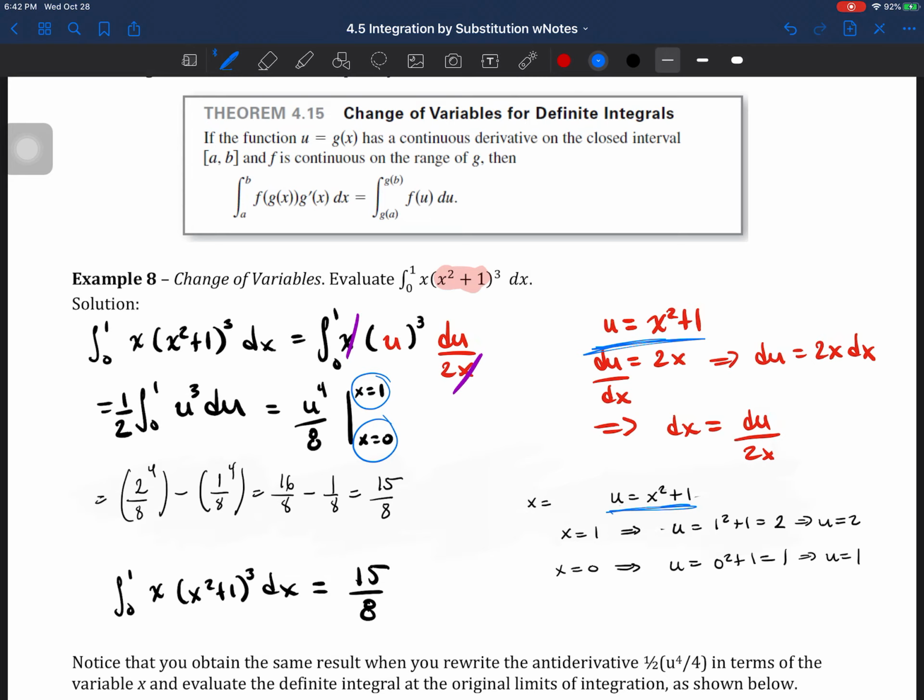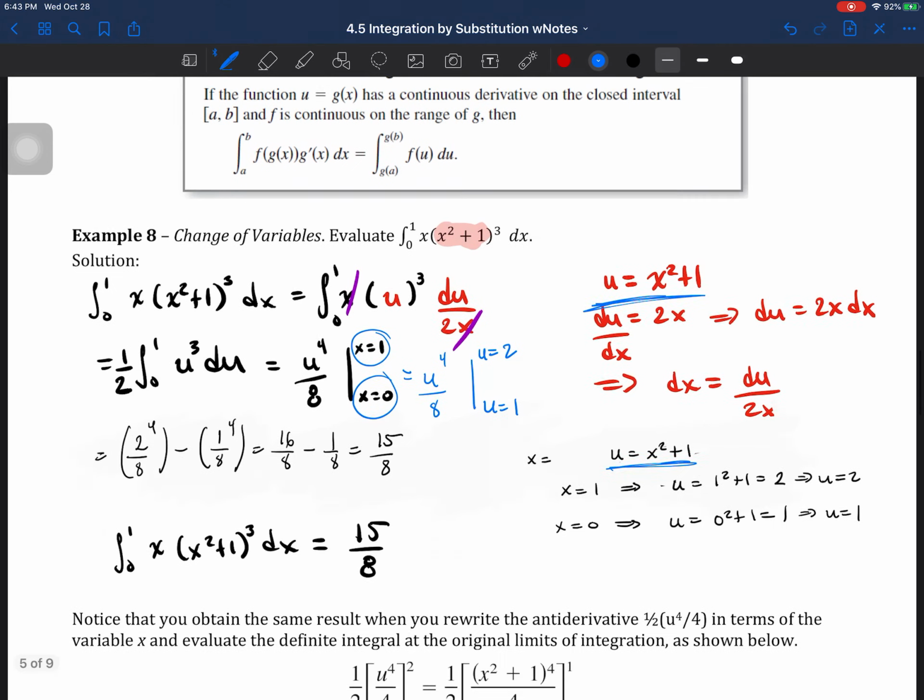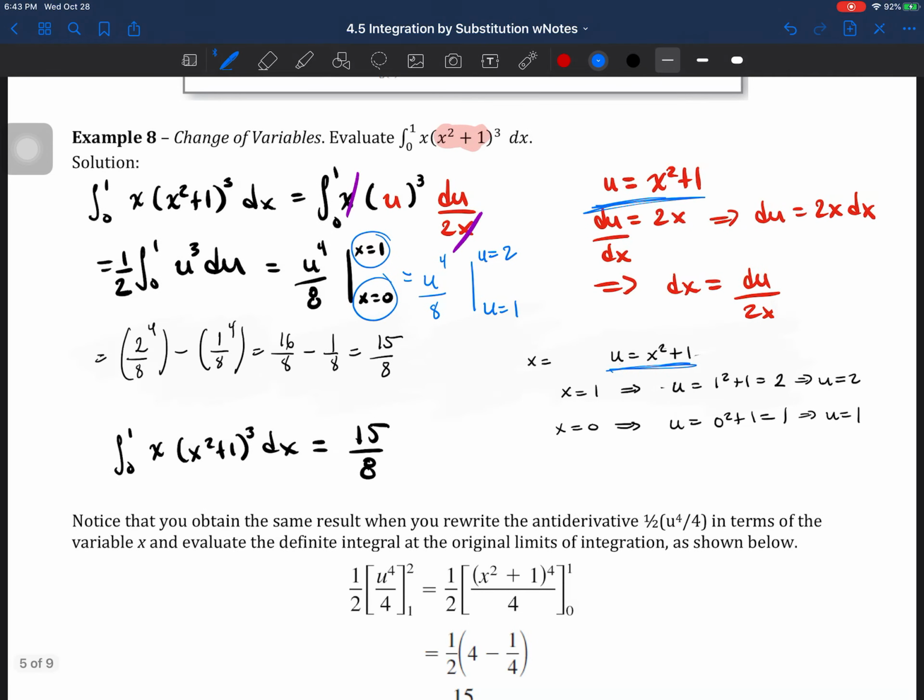So we end up getting u equals 1. So what we're going to do here is we're going to rewrite this in terms of u. So this will be u equals 2, and this will be u equals 1. Notice that now we can go ahead and plug them in. So now we have 2 to the power 4 over 8 minus 1 to the power 4 over 8, and then simplify this as much as we can, and that will give us 15 over 8.